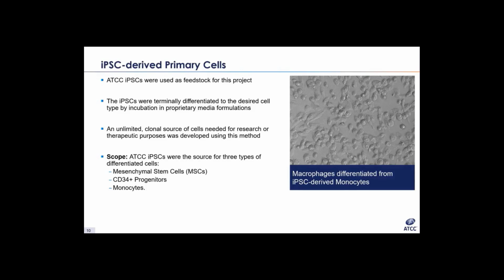The major benefit of using a single clone source to generate each of these iPSC-derived primary cells is that you have the potential for an unlimited, consistent source of cells, which you can use for large-scale research applications, whether it be research or therapeutic purposes, and suffer no donor variability. For the first phase of the portfolio, ATCC decided to focus on 3 cell types: mesenchymal stem cells, CD34 positive progenitor cells, and monocytes.